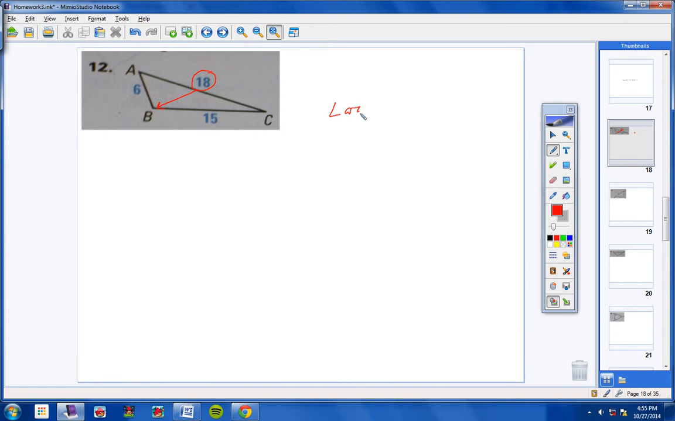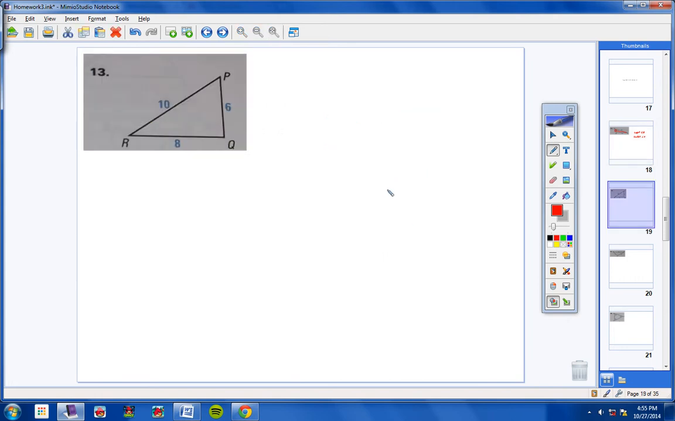So the largest would be angle B. Now, let's circle the smallest side over here. There's the smallest side. Let's go straight across. Angle C is the smallest angle. Pretty simple. Let's move on to number 13.